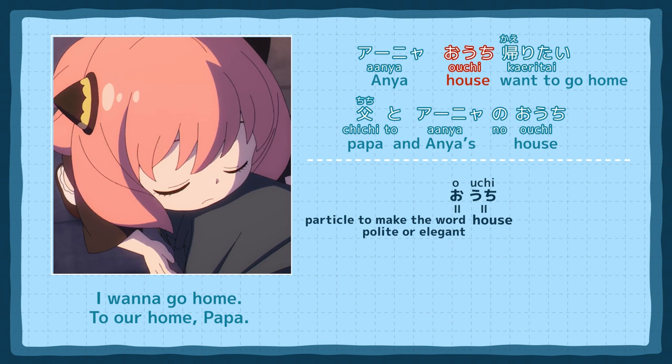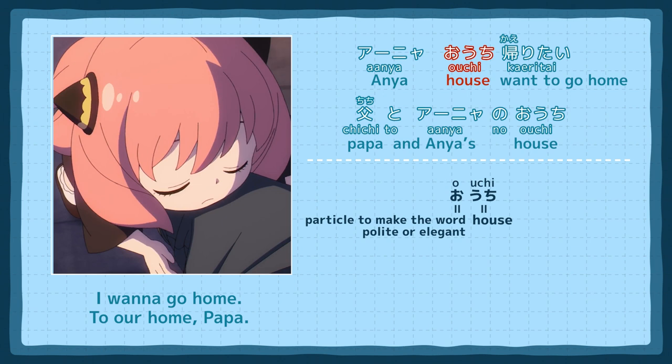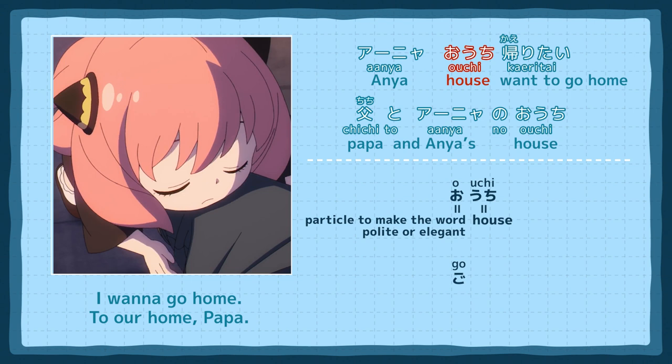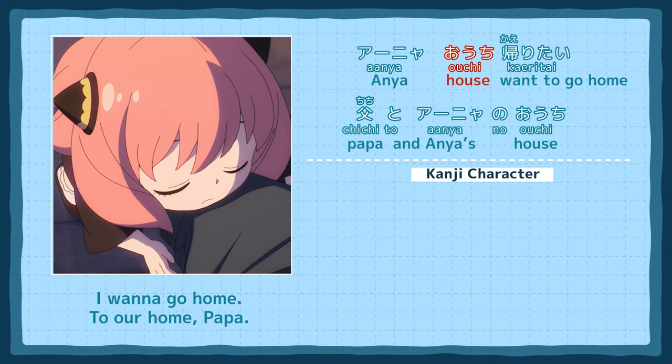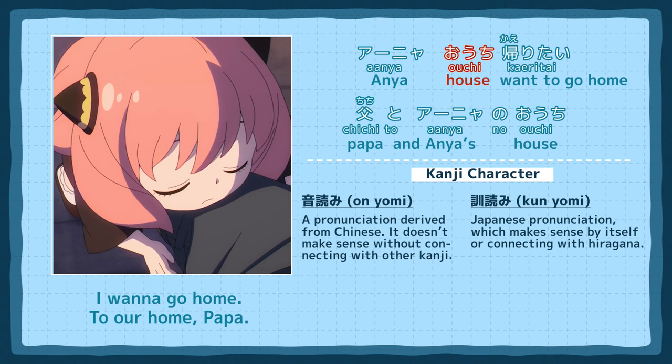Some words mean the same with or without お. But for some words, the connection with the prefix becomes so strong and they are considered one word, and without お it doesn't make sense anymore. And similar to this お, some words take ご instead of お. There's a complicated rule about it, so let me explain simply. To know the difference between お and ご, you have to know 漢字. Many 漢字 have two different ways of reading, which are 音読み and 訓読み. 音読み is a pronunciation derived from Chinese, and usually it doesn't make sense without connecting with other kanji. On the other hand, 訓読み is the Japanese pronunciation of kanji. This pronunciation makes sense as one word itself, or when connecting with hiragana.